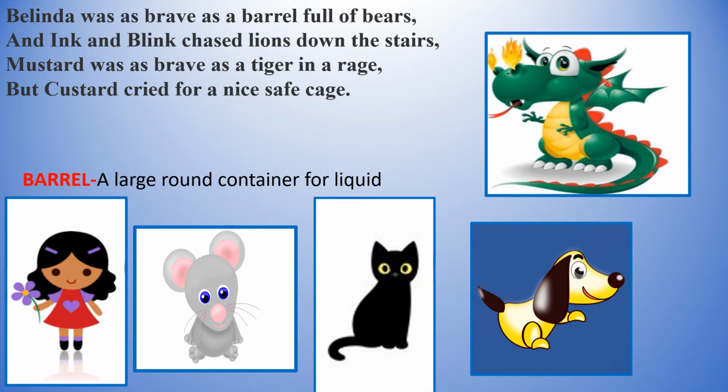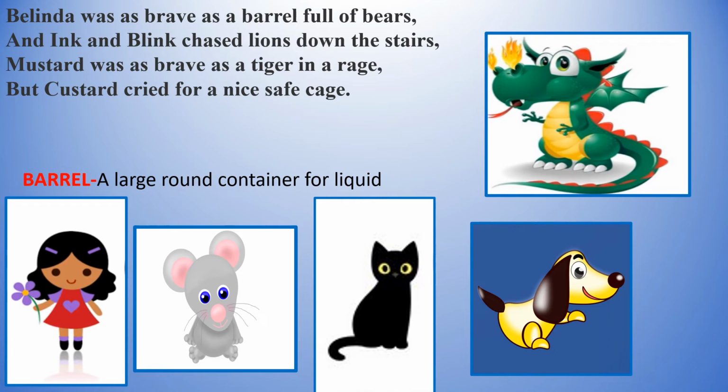And Ink and Blink chased lions down the stairs. Ink and Blink were so brave that they could easily chase the lions down the stairs. Mustard was as brave as a tiger in a rage. On the other hand, Mustard the dog was also a brave creature, and his bravery was equal to the bravery of a tiger in anger. Rage means anger. But Custard cried for a nice safe cage.